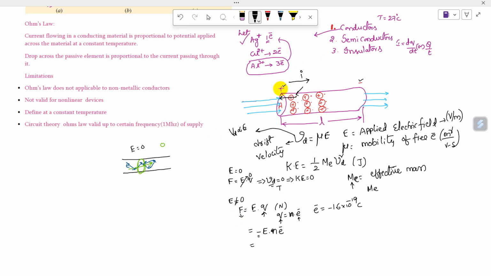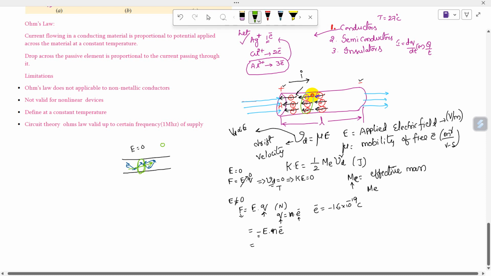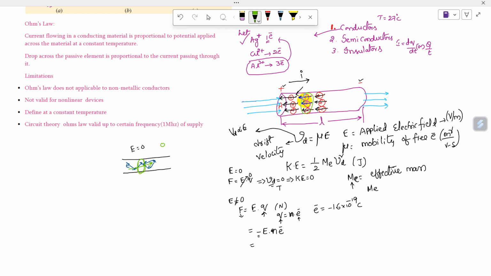The external field is present here in the conductor. Now all randomly moving electrons try to move in the field direction, so they are aligned with the field. In this case, what happens? If you consider a cross-sectional area like this, now the net charge crossing this area is not equal to 0. It is some value.